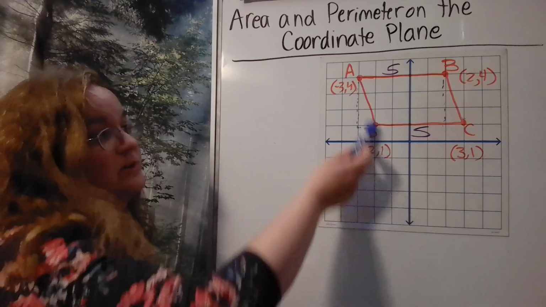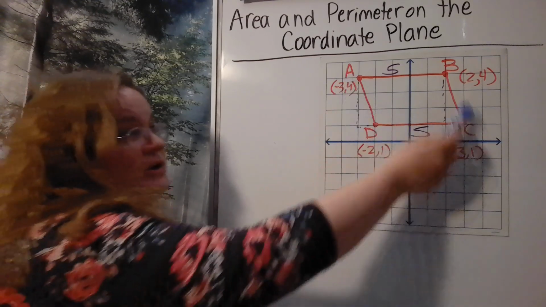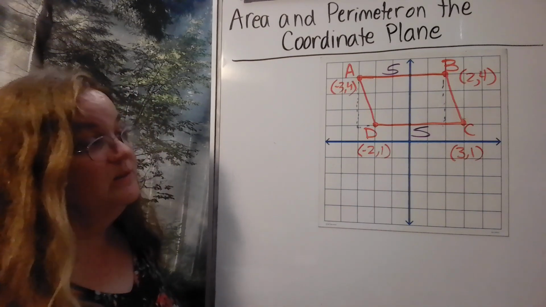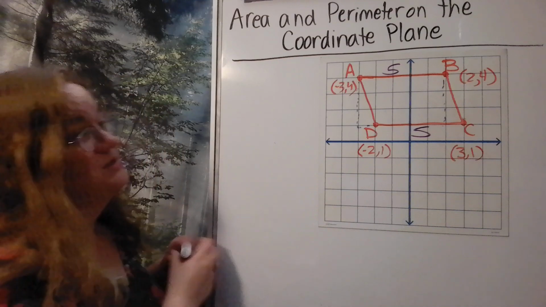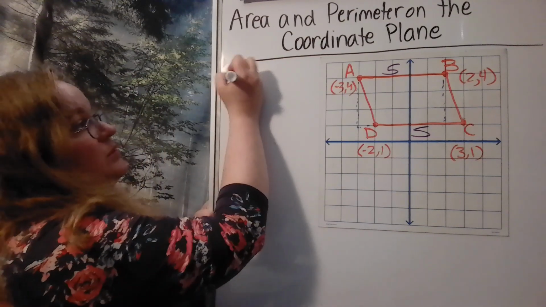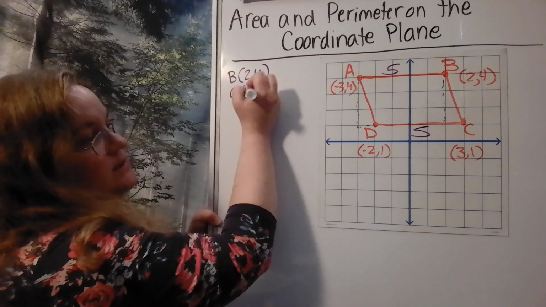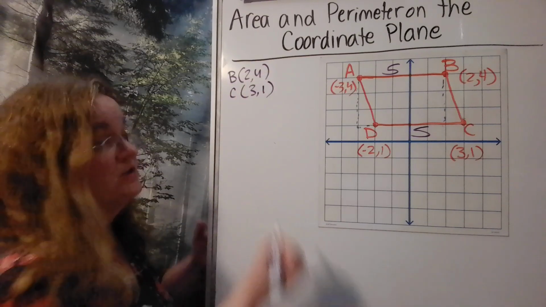I could do the distance formula using these 2 points, or I could use these 2 points, and both of them will be the same. If I get to pick, I'm probably going to pick the positive ones. So if I'm picking point B as (2, 4) and point C as (3, 1), I'm just going to use the distance formula.